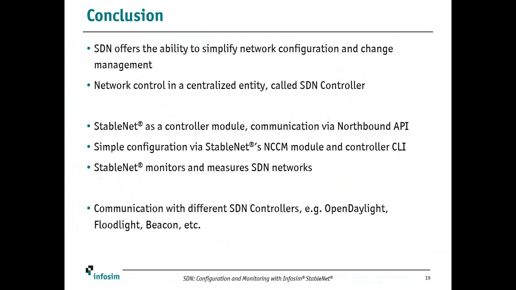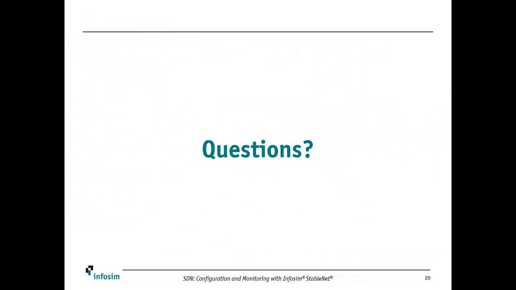In StableNet we have seen that we can use the configuration jobs to configure the controller. We can make configuration backups and execute device info commands on the controller and store the output in StableNet. And we have used StableNet as flow pusher through a configuration job. Additionally, we have seen that StableNet uses the SDN northbound API for passive measurements. Okay, I hope you have enjoyed the presentation, and if you have questions, feel free to ask.